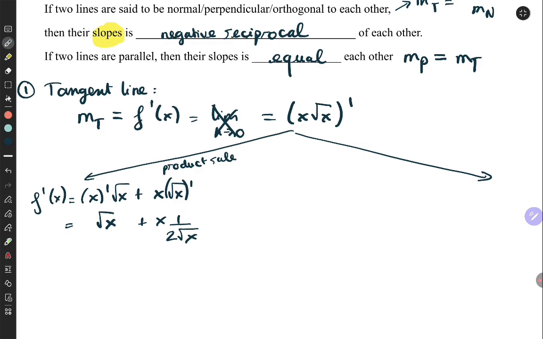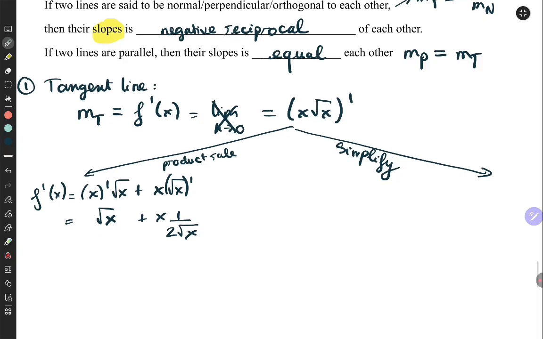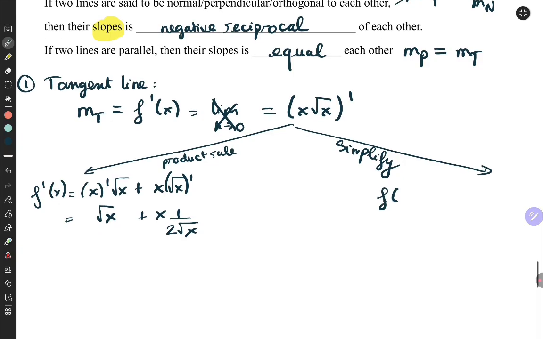Okay. Without a product rule, assuming you don't remember a product rule, how do you do this? First of all, simplify, right? So simplified version. First, you want to rewrite your function in a nicer looking form. Okay, x times square root of x.